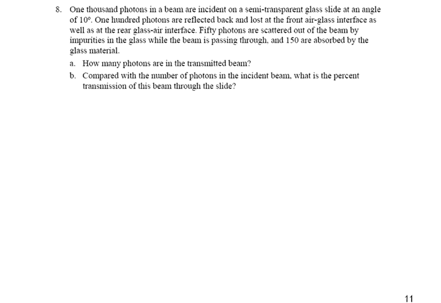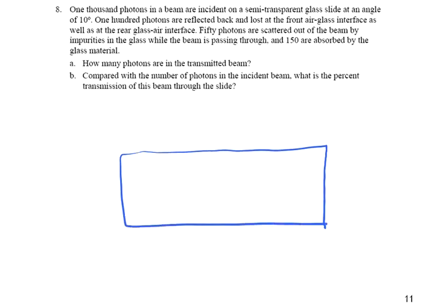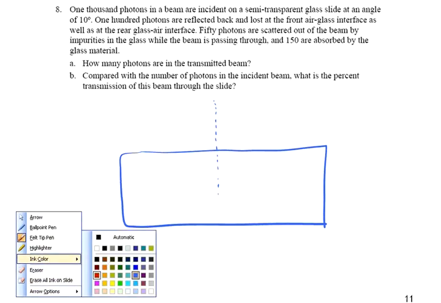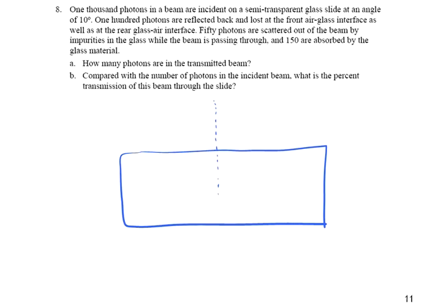To solve this, it will help us if we create a diagram. So here is a diagram. We'll exaggerate the thickness of the glass slide, make it thicker, and let's draw here the normal for the incident beam, and then we're going to have another normal for the refracted beam. So let's use red for the incident beam, which is at 10 degrees to the normal. So here's our incident beam at 10 degrees to the normal, and we have 1000 photons.